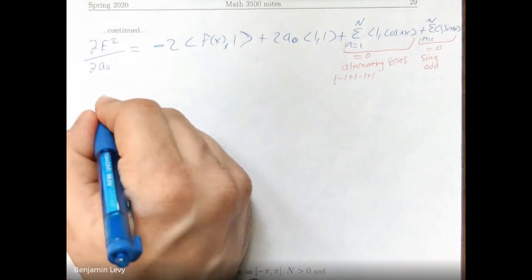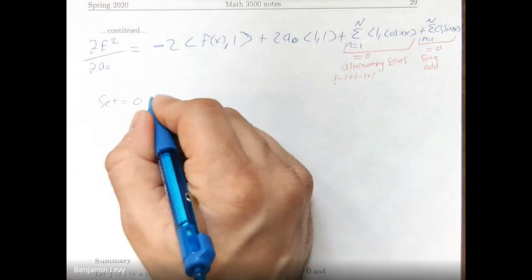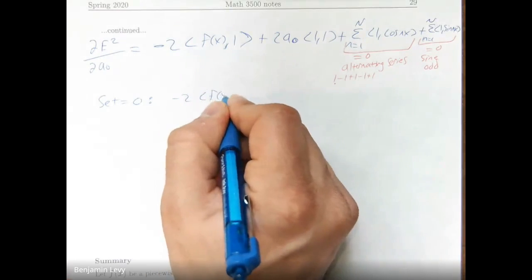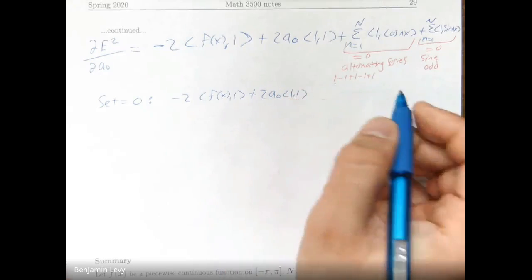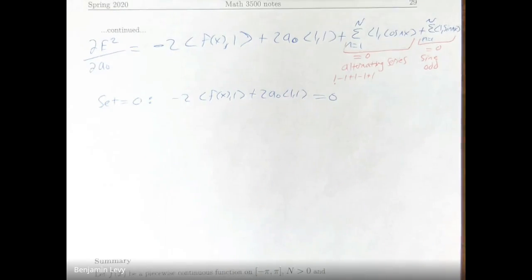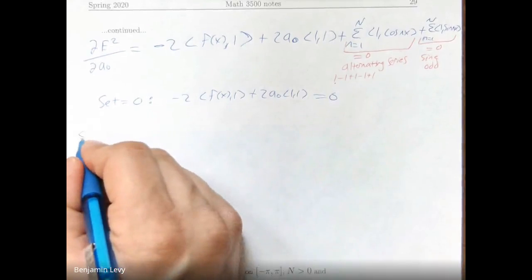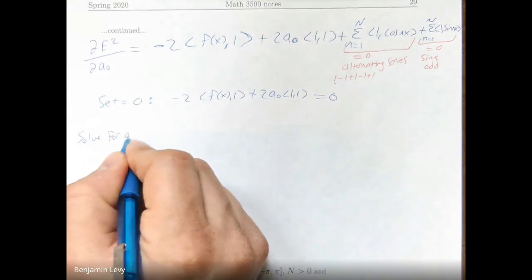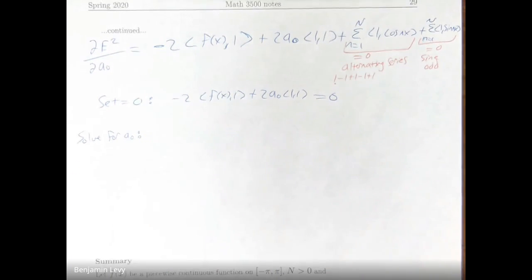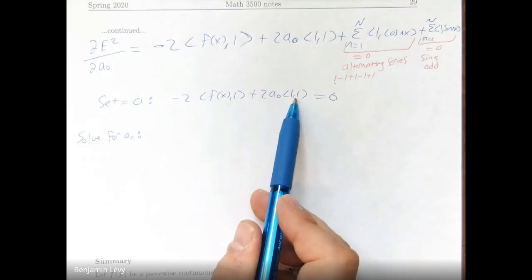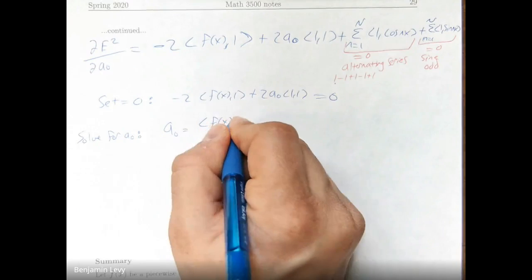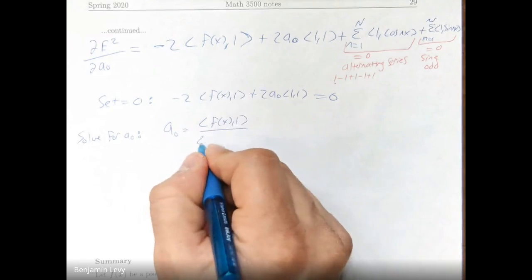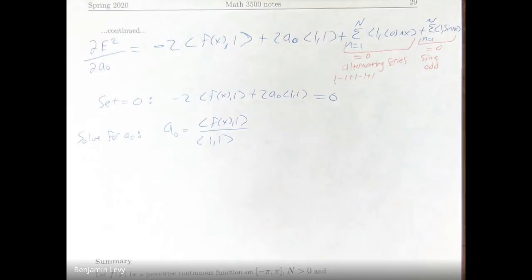You want to set it equal to 0. And so you have minus 2 inner product f of x with 1 plus 2a0, 1 and 1. And you want to set that equal to 0 and solve for a0. So subtract this one, divide by that, and you get a0 equals inner product of f of x with 1 and 1 with 1. Again, those are inner products. They're not parentheses.